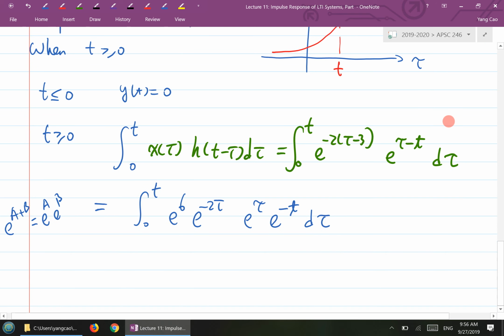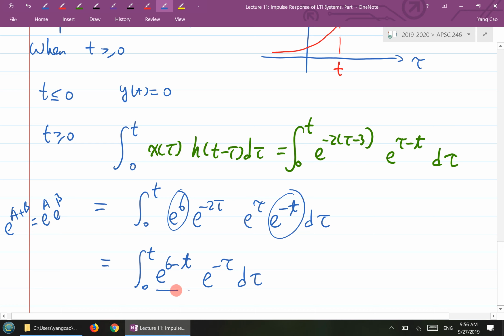Okay. So now I have e to the power 6 and e to the power negative t. These two terms, you can combine them together. You get e to the power 6 minus t. And these two terms combined together, you get negative tau. Okay. Because you're integrating with tau, this term is actually considered a constant, right? So you can move this term out of it.